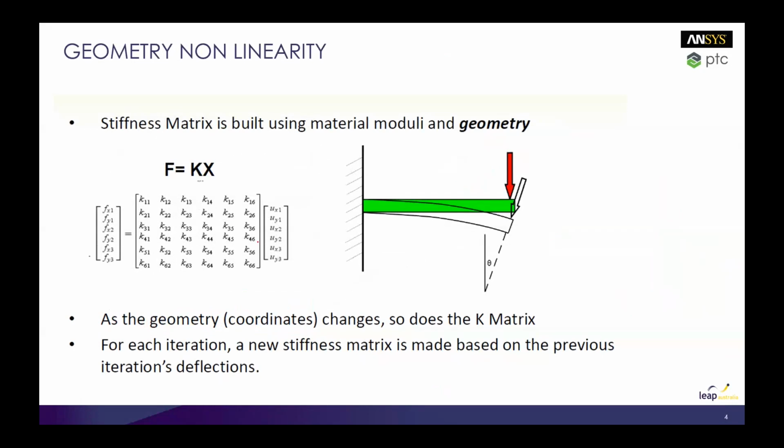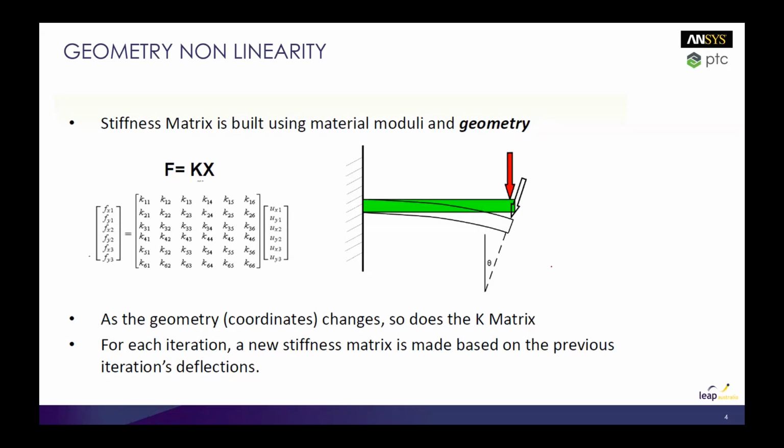Okay, so the stiffness matrix is built off the material moduli and the geometry. So as the geometry or coordinates change, so does the K matrix. So at each iteration, a new stiffness matrix is made based off the previous iteration's deflections or change in material states. What you're aiming to have is not too large a change in the geometry, so that the change in the stiffness matrix isn't abrupt.